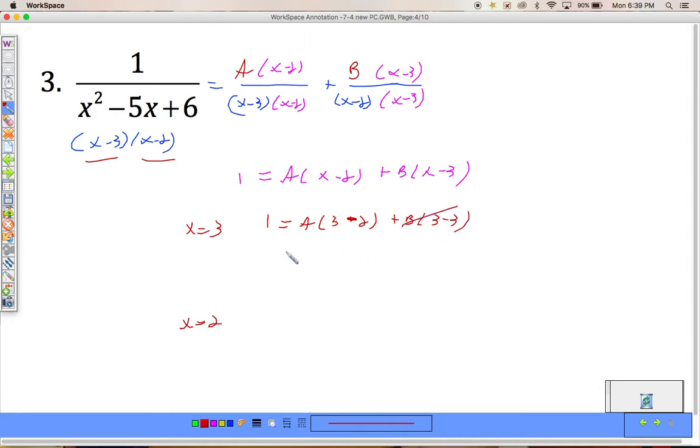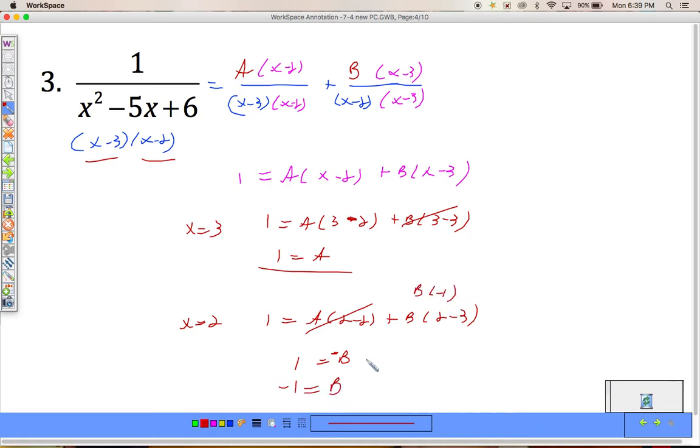My b's cancel. I get 1 equals a. There's one answer. Now I put 2 in. A's cancel. I get negative 1b equals 1. So I get negative 1 equals b. This is b times negative 1.